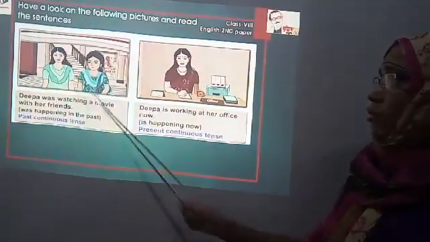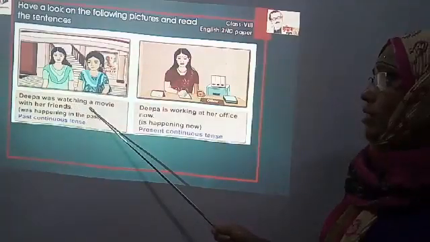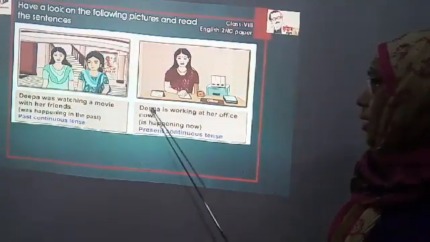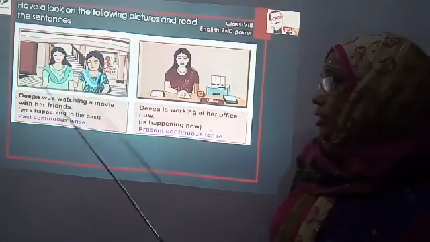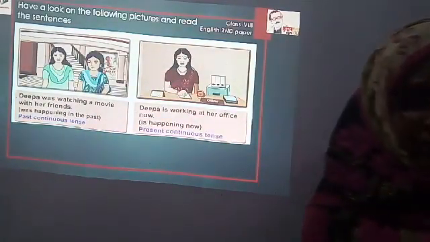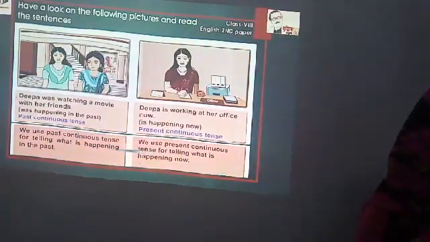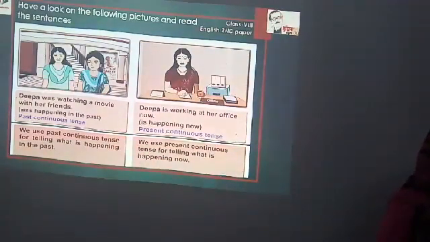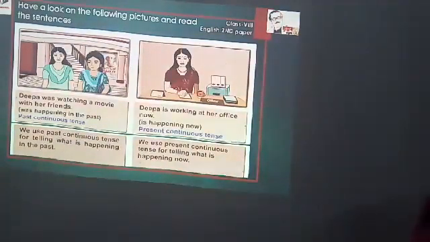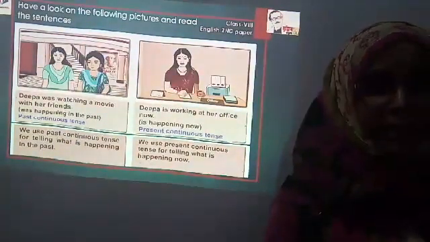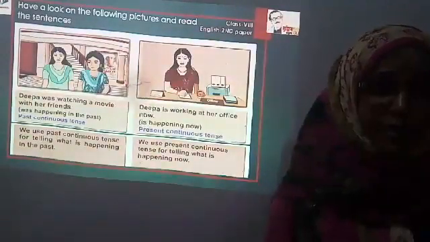অতীতকালে ঘটেছিল ঘটনাটা. দীপা was watching, দেখতে ছিল. দীপা is working. দীপা করছে, কাজ করছে. One is present and another one is past continuous. We use past continuous tense for telling what was happening in the past, and we use present continuous tense for telling what is happening now, at this moment, like this.